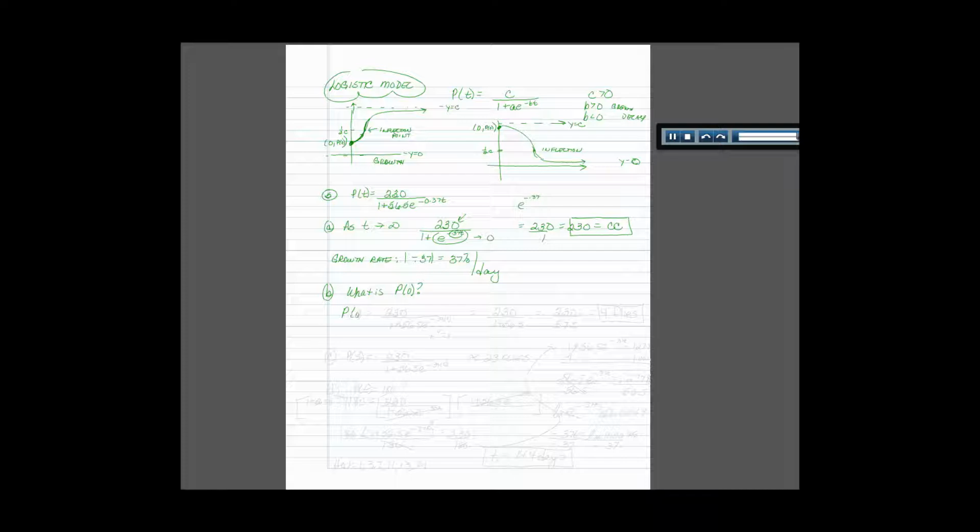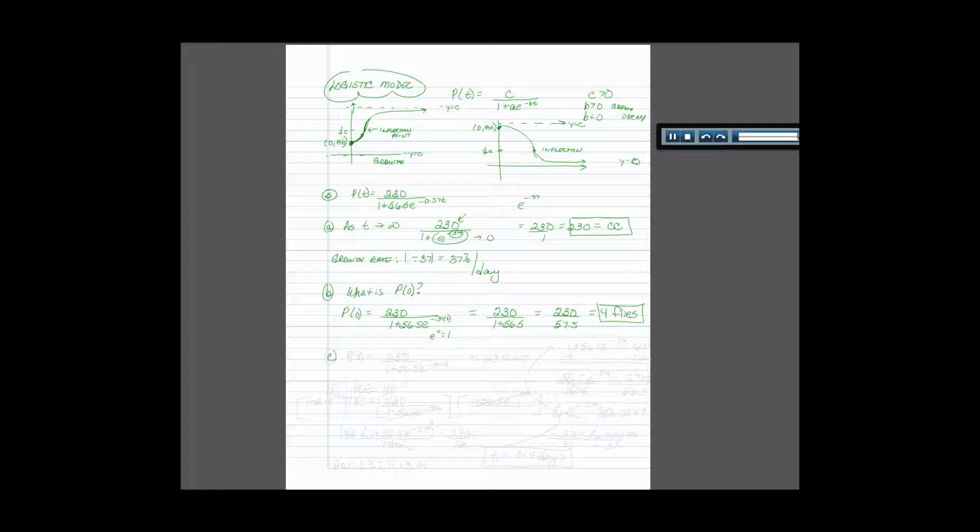So let's figure that out. That's the initial. P of 0 would be 230 over 1 plus 56.5 e to the negative 0.37 times 0. Well, anything times 0 is just 0. And then you would have e to the 0, which is just 1. So you would have 230 over 1 plus 56.5 times 1, which is just 230 over 57.5, which when you divide that out is 4. So you start out with just 4 flies. I know, fascinating, isn't it? I like the murder one better.